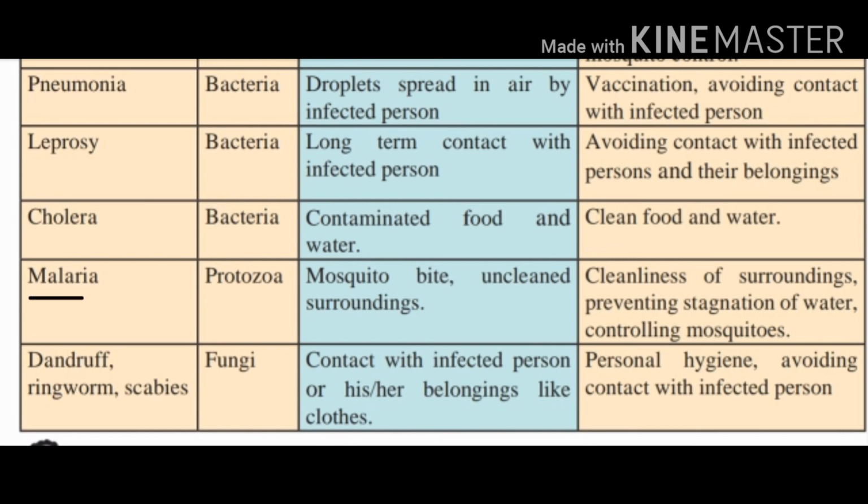The next is malaria. It is caused by a protozoan, through mosquito bites or unclean surroundings. So always follow cleanliness in the surroundings and prevent the stagnation of water to control the growth of mosquitoes. And the last disease is dandruff, ringworm, or scabies. It is caused by fungus. The mode of infection is contact with the infected person and using their belongings like clothes. So, to avoid this disease, there should be personal hygiene, and avoid contact with the infected person.